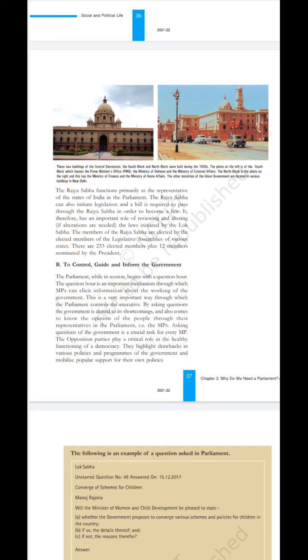In the above question, what information is being sought from the Ministry of Women and Child Development? If you were a member of Parliament, MP, list two questions that you would like to ask.